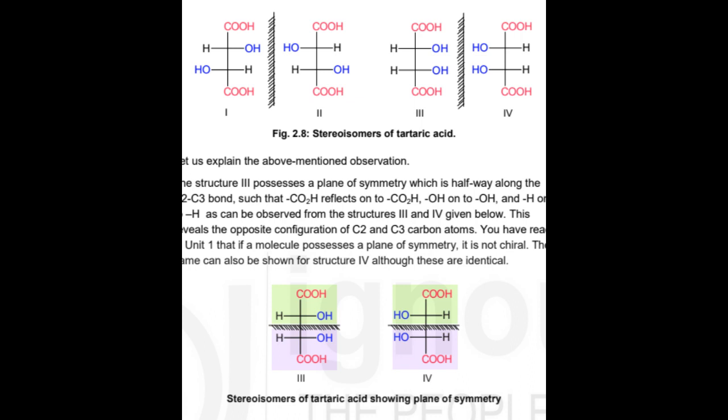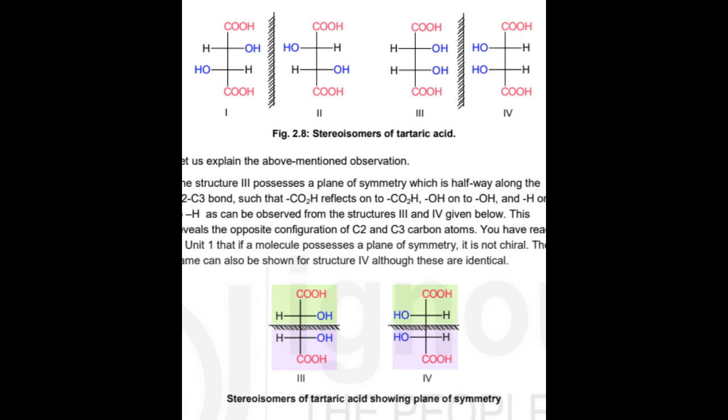You have read in Unit 1 that if a molecule possesses a plane of symmetry, it is not chiral. The same can also be shown for structure 4, for although these are identical stereoisomers of tartaric acid showing plane of symmetry, thus, we can conclude that structures 1 and 2 are the enantiomers and will show optical activity. The structures 1 and 3, 2 and 3 are diastereoisomers of each other.